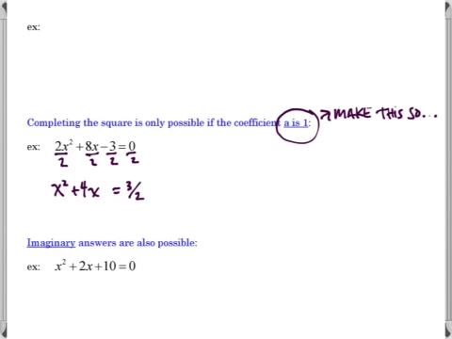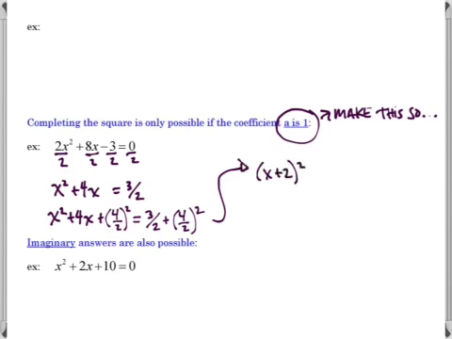So if I have x squared plus 4x, I need to complete this square. I'm going to take half of this, which is 2, and square it, which is 4, and add that to both sides. So I get x squared plus 4x plus 4, and that factors. And we can solve from there.